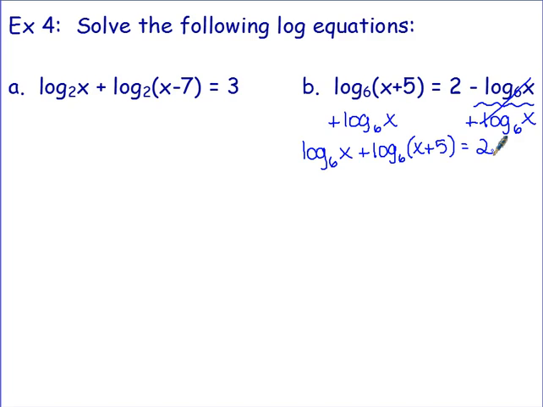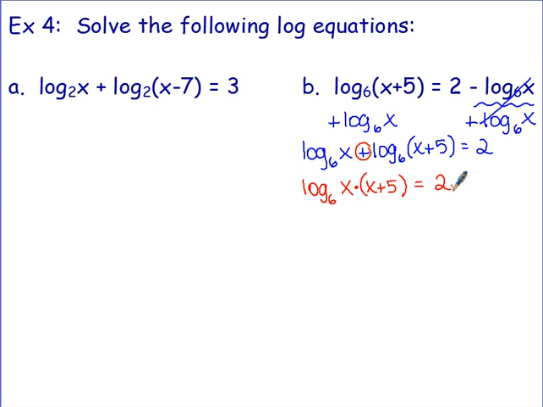That's step 1. Step 2 is condense. Yes, we need to condense these two logs. So if we look between them, we see a plus sign, and so addition changes to multiplying. So log, 1 log with a base of 6. Yes, the base is important. So we're going to do x times x plus 5 equals 2. So that's condensing.